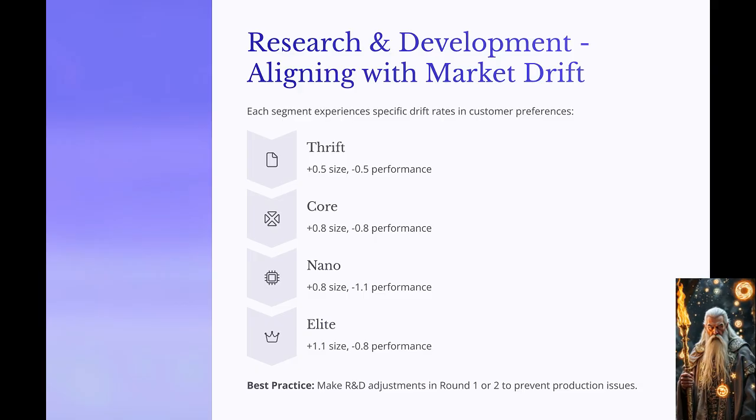Core, plus 0.8 size, minus 0.8 performance. Nano, plus 0.8 size, minus 1.1 performance. Elite, plus 1.1 size, minus 0.8 performance.